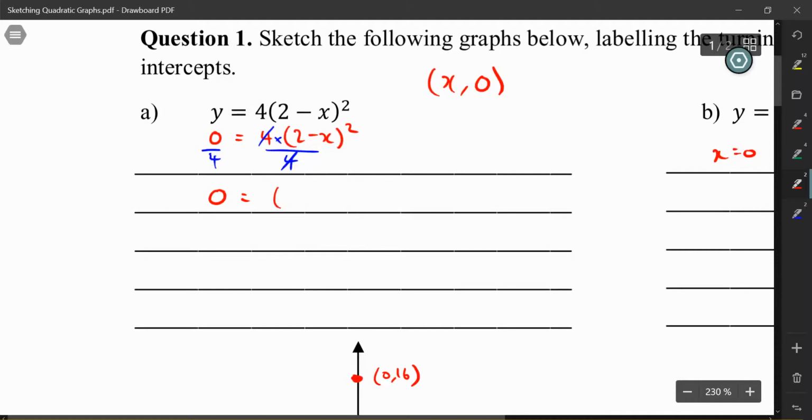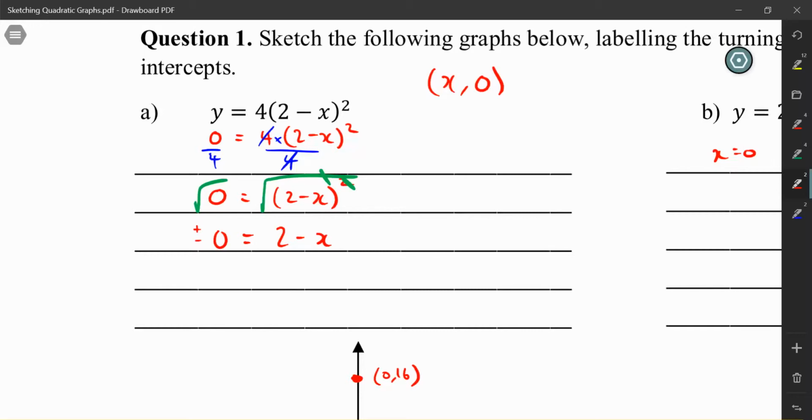We don't normally write the 1. (2 minus x) squared. And how do you remove the square? Same thing again. You say square root. Opposite of that. Square roots cancel out. And now you get an answer of 2 minus x, because the squares cancel out. But remember, when you square root, it's a plus minus square root of 0, which is 0. But really it doesn't matter because it's 0.